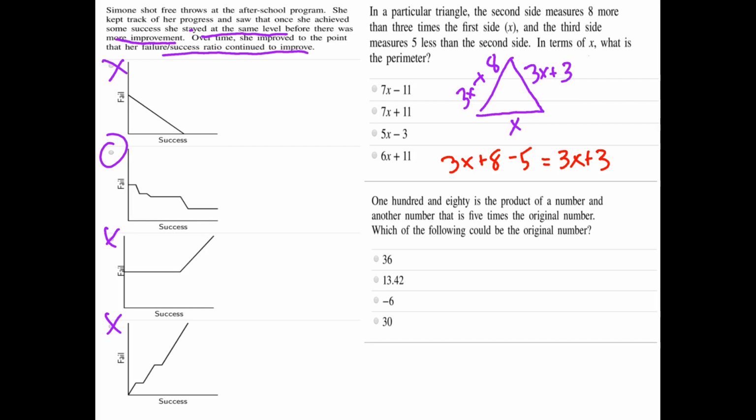What is the perimeter? Well, we add up all our x's. Let's see, 3x and 3x, that's 6x, plus x, that's 7x, and 8 and 3 gives us 11.